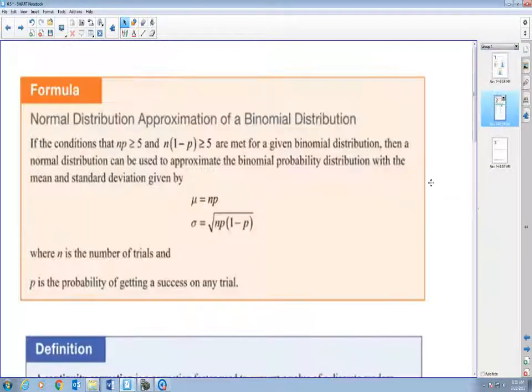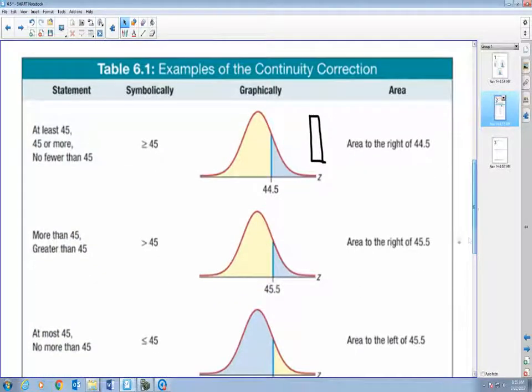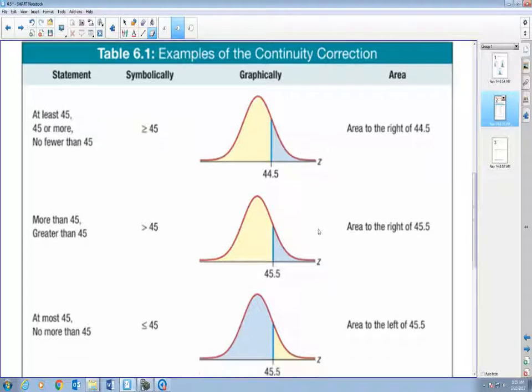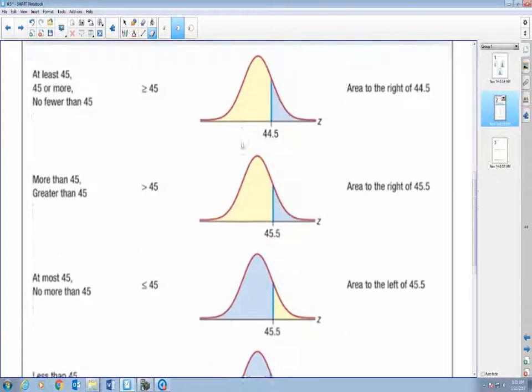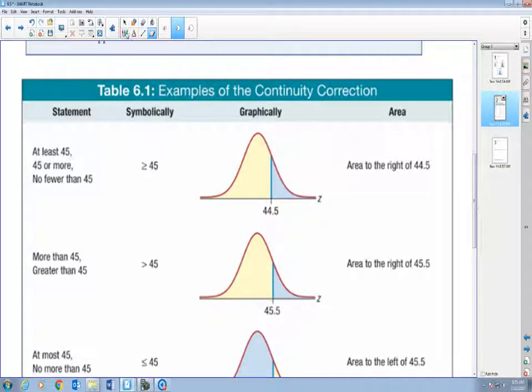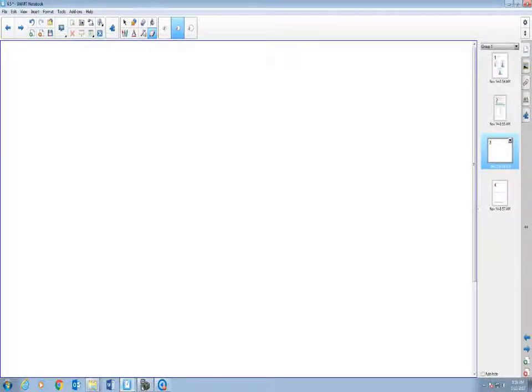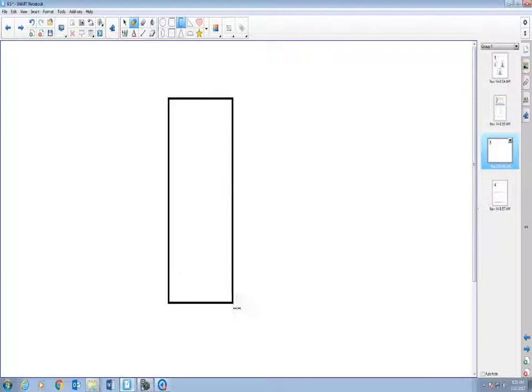Let me make this a little bigger. Let me go to a different page and show you this. Just gotta remember it. So let's say here is a histogram, one of the histograms. The 45 they're referring to is right here.